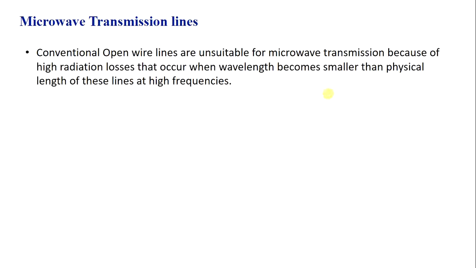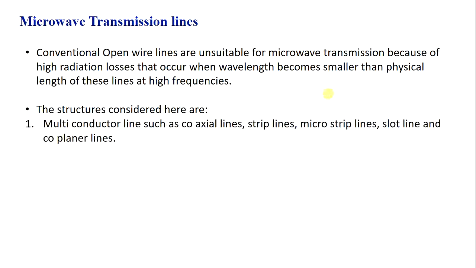Starting with the contents of this lecture, we will first go through the introduction of microwave transmission line. Conventional open wire lines are unsuitable for microwave transmission because of high radiation losses that occur when the wavelength becomes smaller than the physical length of the lines at higher frequencies. So the structures considered here in microwave communication are multi-conductor lines such as coaxial lines, strip lines, microstrip lines, slot line and coplanar lines.